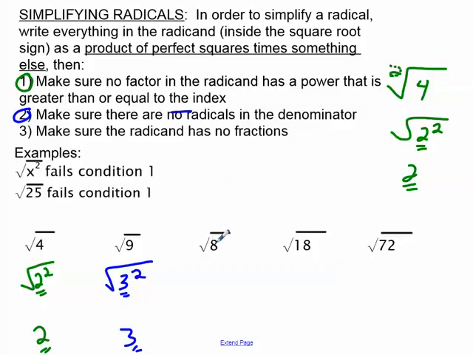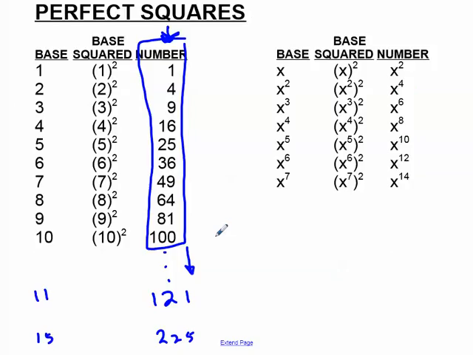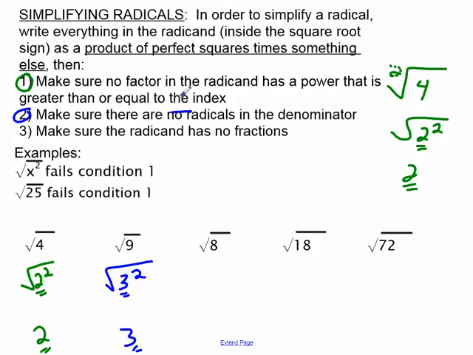Let's see, is 8 a perfect square? No, it's not. If we look back at our perfect square list, it's not on there. So we have to maybe rewrite that 8 as a perfect square times something else. Okay, well, let's see. The perfect squares are 1 squared is 1, 2 squared is 4. Does 4 go into 8 evenly? Yeah, it does. All right, so I'm going to rewrite that 8 as 4 times 2, and that's my first thought.